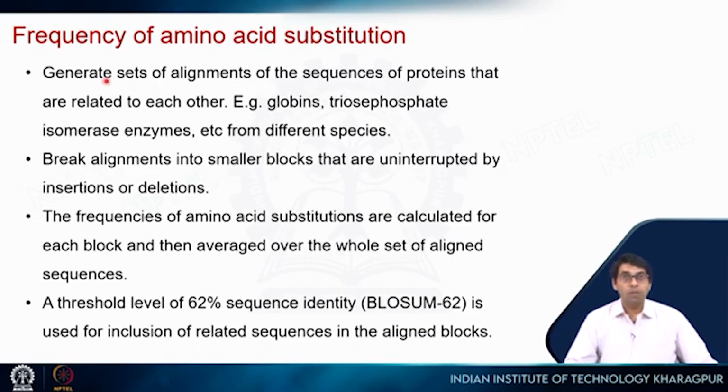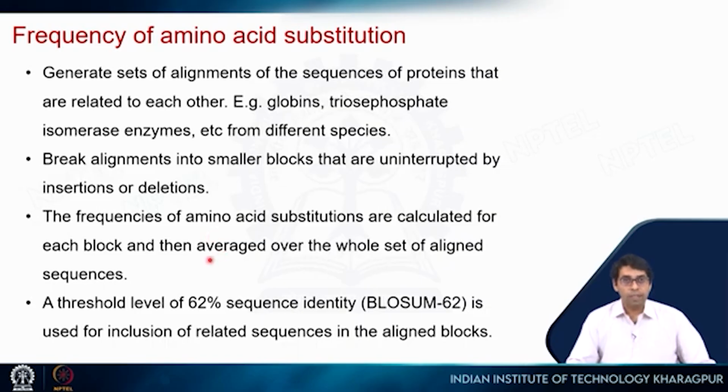Now, how do you determine these numbers? To do that, a set of alignments of sequences of proteins that are related to each other is used, right? Like we saw the example of hemoglobin, myoglobin and all these other proteins. So, globins, or one can take triose phosphate isomerase enzymes or some other enzyme from different species. So, you get this bunch of amino acid sequences, you align them, right? You break these alignments into smaller blocks that are uninterrupted by insertions or deletions. So, there are no gaps. So, you take such blocks and there you measure the frequencies of this amino acid substitution, which I will show in the next slide.